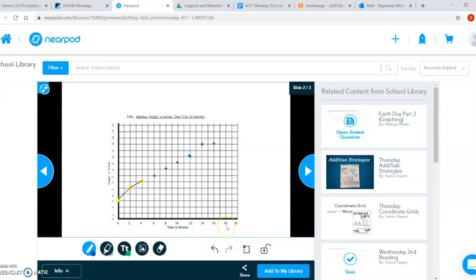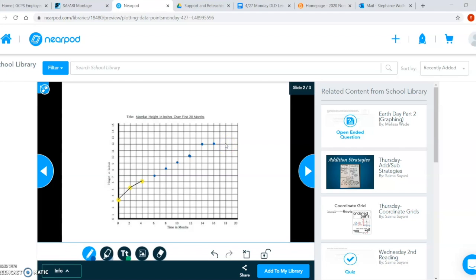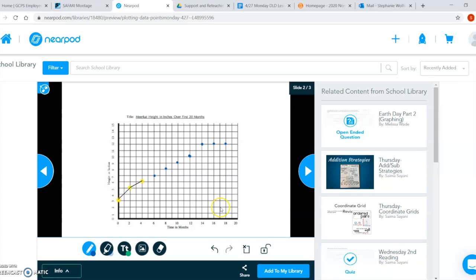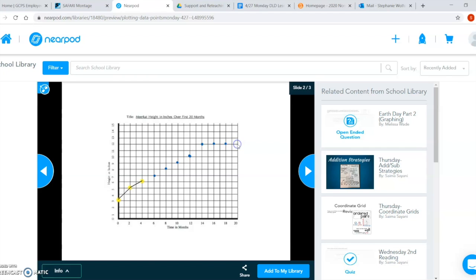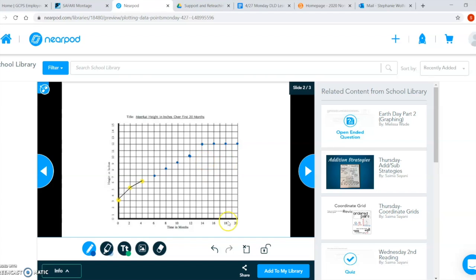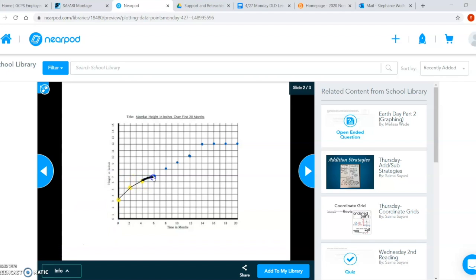At 18 months old, it is still 12 inches tall. Okay, and at 20 months old, it is 12 inches tall. So that ordered pair is 20, 12. My x was 20, and my y is 12. So if we connect, I'm going to do another, let's do a black line. If we connect our points, I'm not very good at straight lines, sorry.